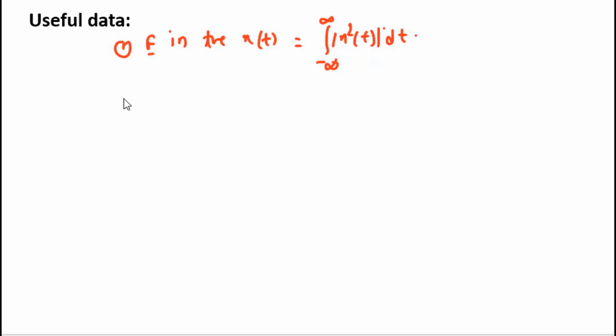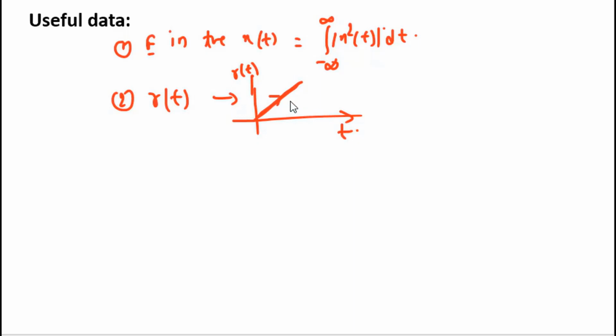The second useful data for this question is the definition of the ramp signal, that is r of t, which you can plot from this. This is your r of t and this is your axis of t, and it is the slope of the ramp function. Also, r of t can be written as t times u of t, where u of t is the unit step function.